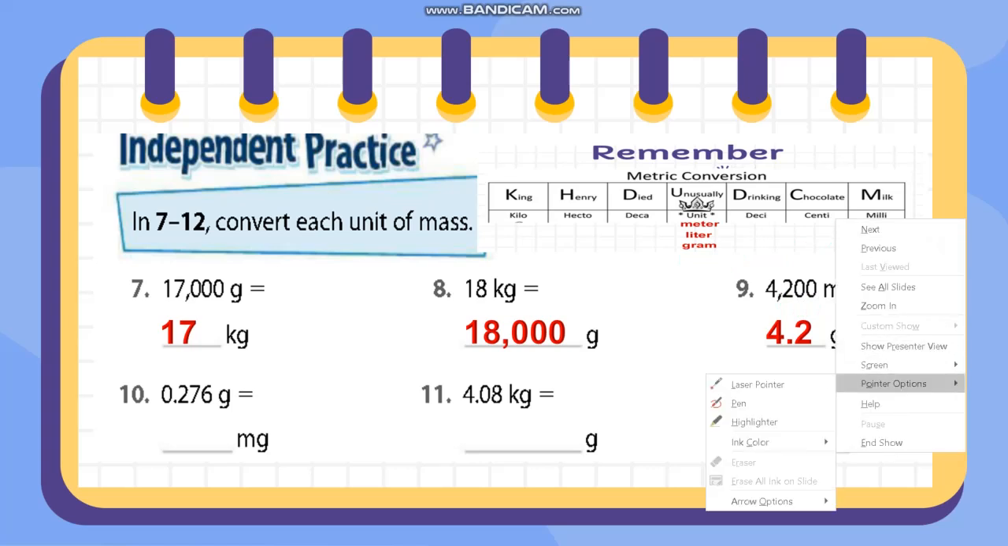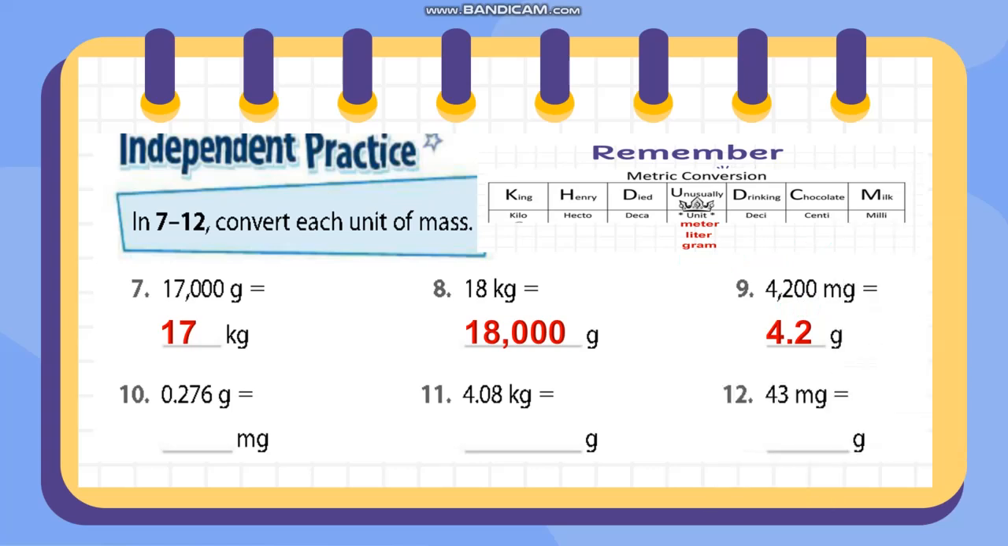Let me continue. Question number 10. I have 0.276 grams, change or convert into milligram. So gram to milligram. So how many movements? Tens, 100,000. So we're going to multiply by 1,000. When we multiply, it means we move to the right 3 times. So from the decimal, 1, 2, and 3. So I have 276 milligram.